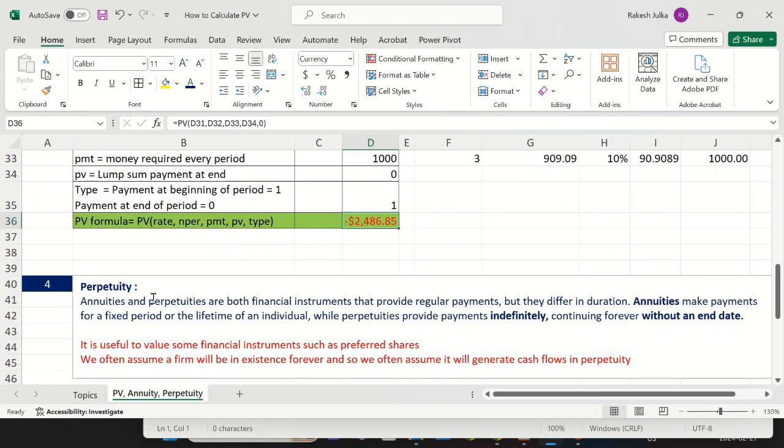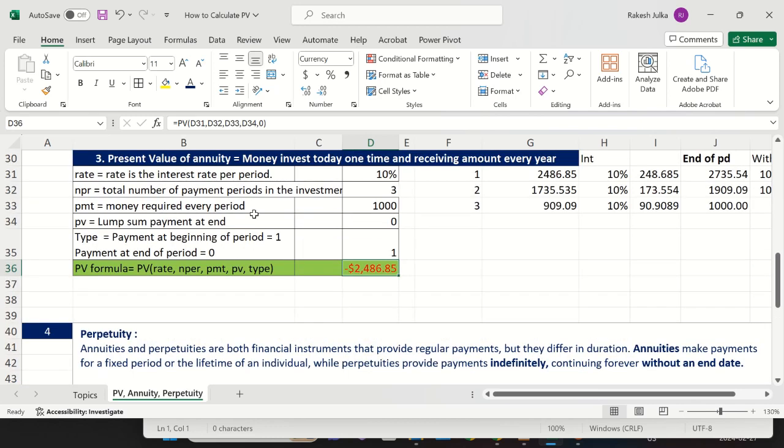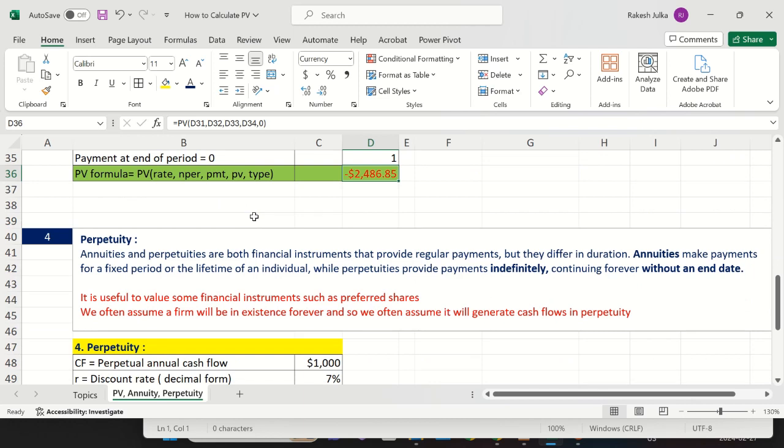So now next is the perpetuity. Perpetuity is different from annuity, and I'm going to explain how. Annuity and perpetuity are both financial instruments that provide regular payments, right? But they differ in duration. An annuity makes a payment for a fixed period of time or maybe the lifetime of an individual. An individual may have an 80-year, 90-year life, right? But a perpetuity provides the payment indefinitely, meaning it continues forever without an end date. So that is known as perpetuity.